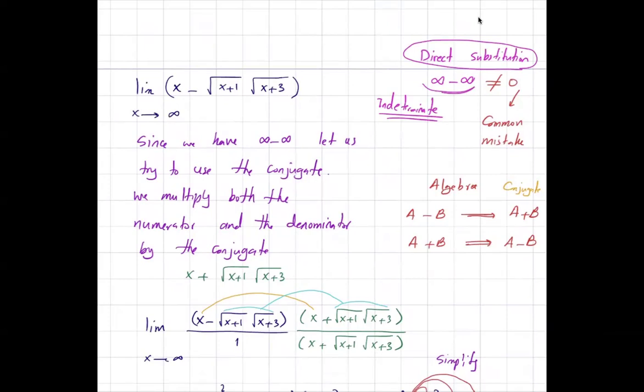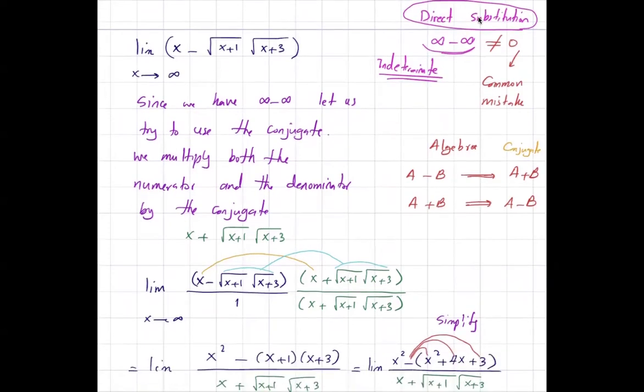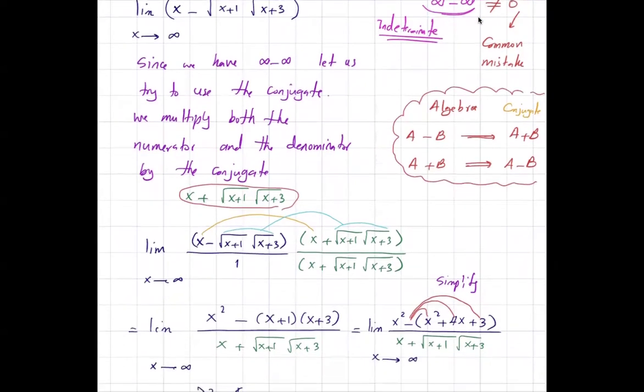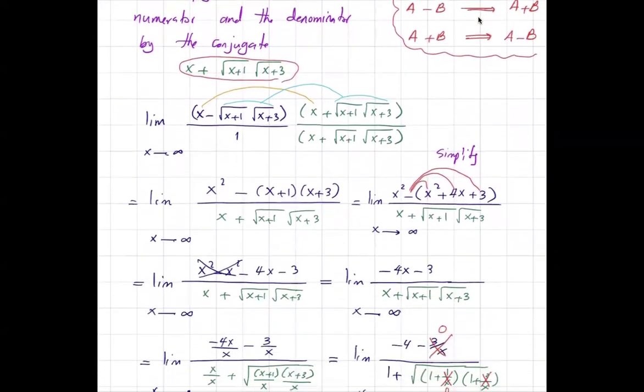So, since we have infinity minus infinity, one of the common approaches is to use the conjugate. So, what is the conjugate of x minus square root of x plus 1 times square root of x plus 3? From algebra, if you have a minus b, the conjugate is a plus b. So you get the conjugate, which is x plus square root of x plus 1 times square root of x plus 3. So you multiply both the numerator and the denominator by the conjugate to balance this. Then you do the algebra, simplify as much as you can.